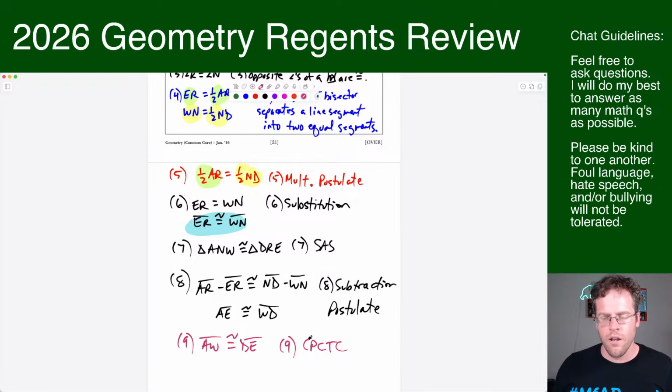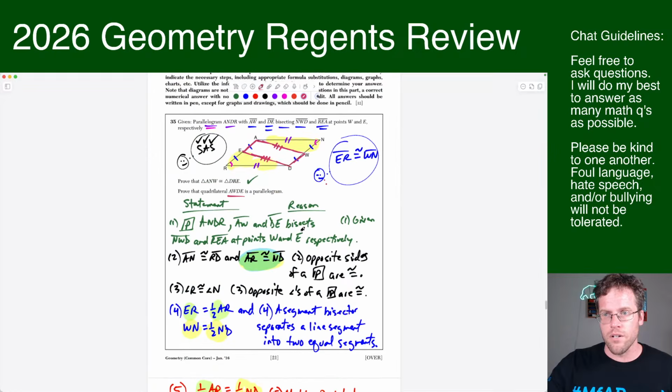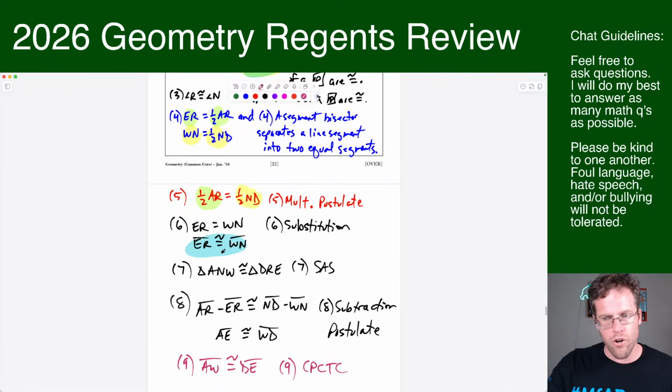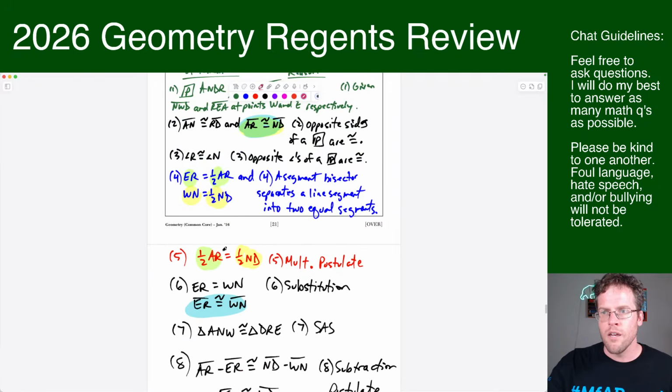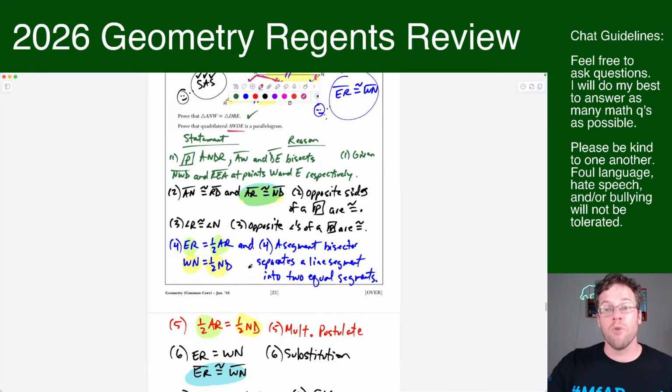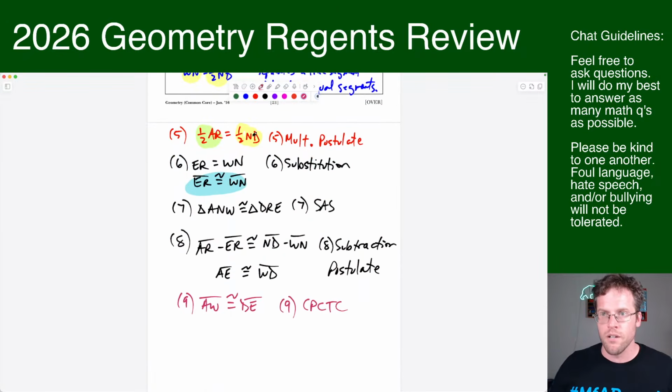All right, this stands for constipated people can't take craps. No, it stands for corresponding parts of congruent triangles are congruent. Okay, so that's how I know AW and DE are congruent. They are corresponding parts of congruent triangles. But now, what did that just establish? Now we have both pairs of opposite sides congruent.